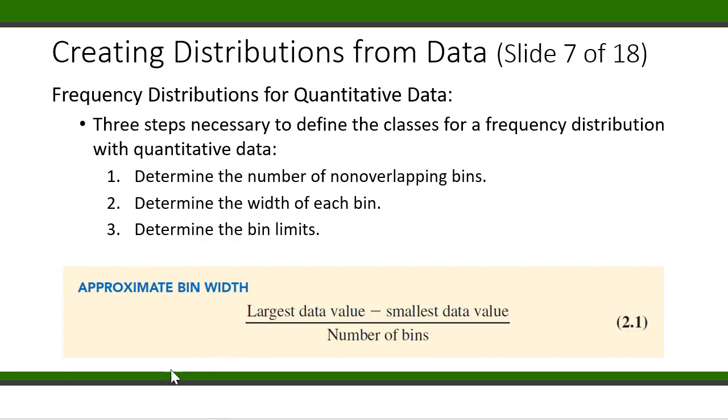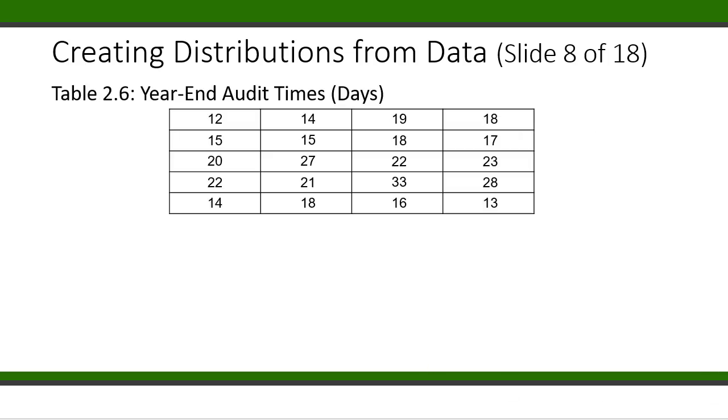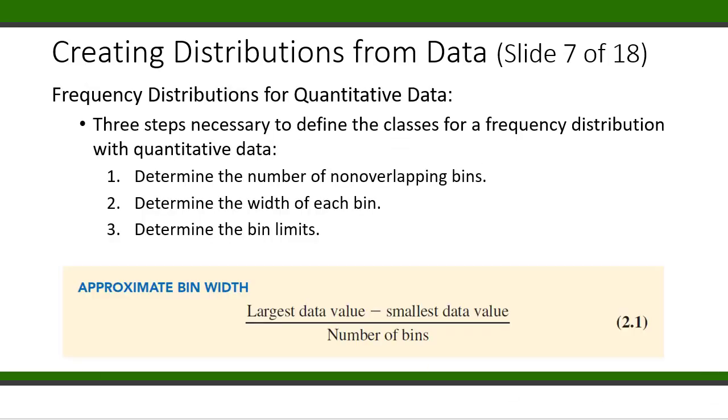So that's the approximate bin width. It is your largest data value minus your smallest data value, divided by the number of bins. So that's telling you how big things should be based on the data that you've got.